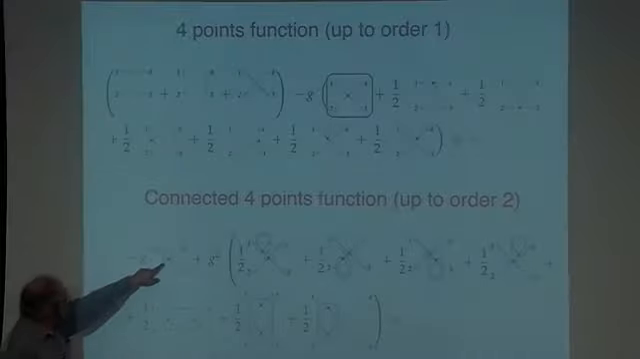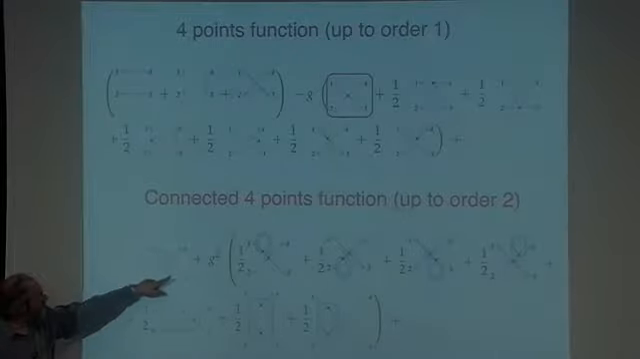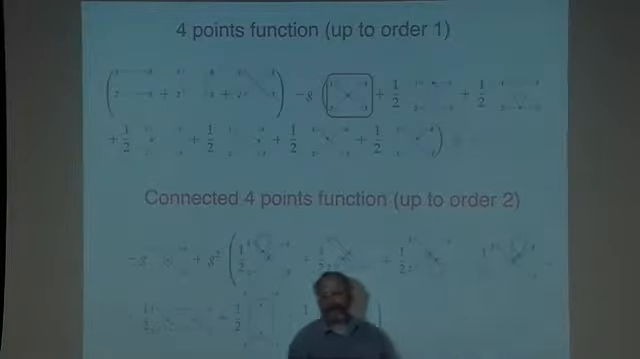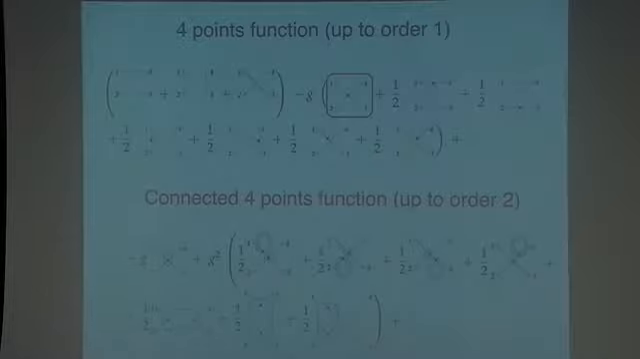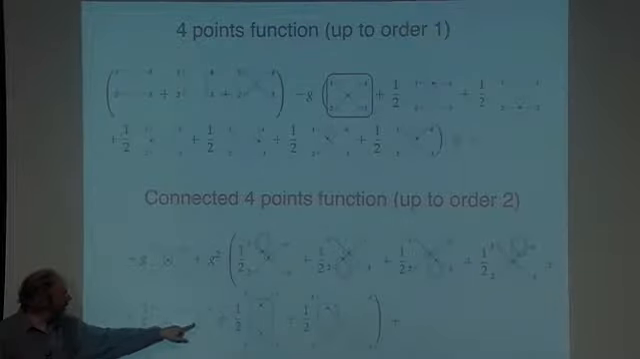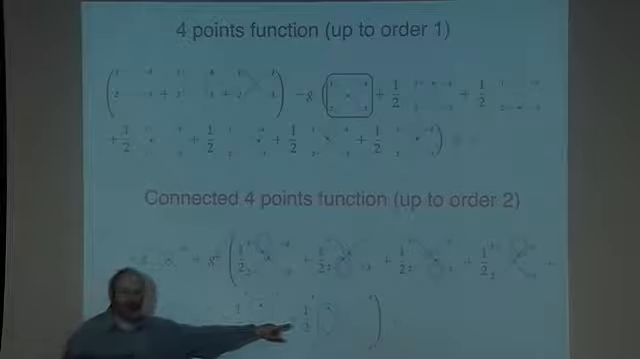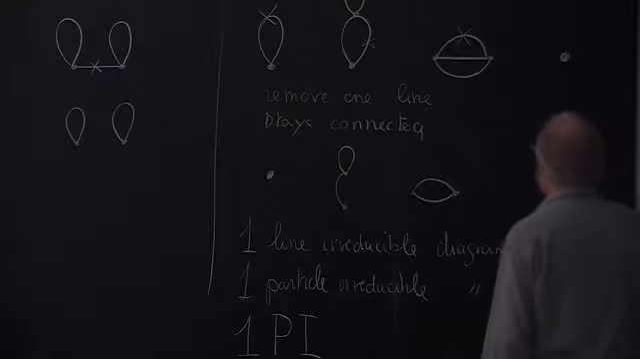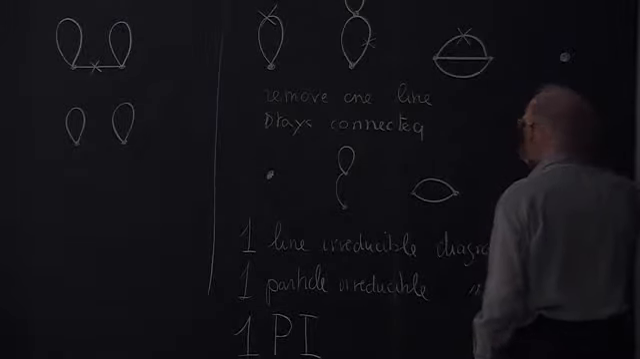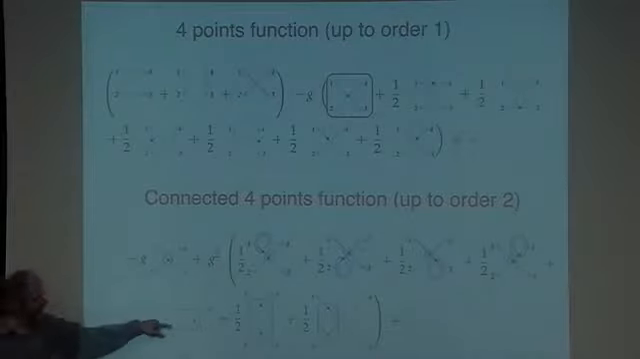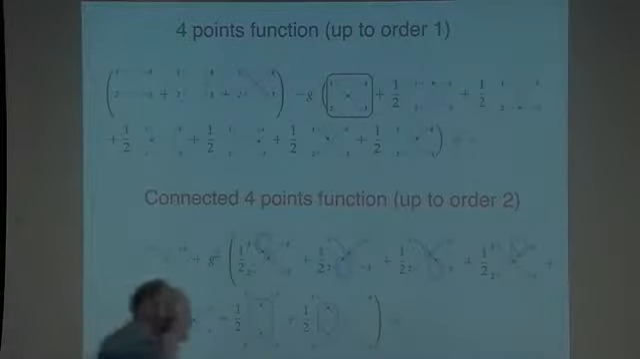So beyond this simple diagram, you get this one bubble that we already met in the discussion of the 2-point function. And we get this bubble with 4 legs attached, which is also irreducible now. So we have another irreducible diagram, which is this one. This one is irreducible. When you cut one line, it stays connected. Okay.